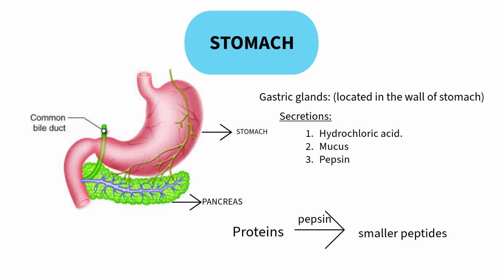Now, what about the mucus? Mucus helps to protect the lining of the stomach from the acidic secretion of hydrochloric acid. As you know, hydrochloric acid is a very strong acid, and mucus helps to save the walls of the stomach from it. If mucus is not secreted, the lining of the stomach will be degraded, leading to formation of gastric ulcers. So it's very important that we have mucus.